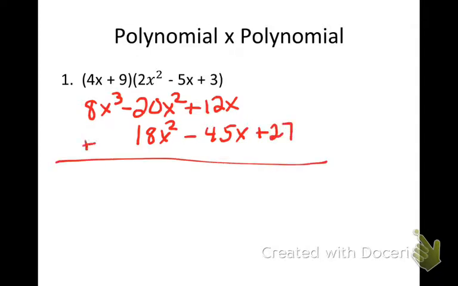So now I have my like terms grouped. I just add these together. 8x to the third minus 2x to the second. 12x minus 45 would be negative 33x plus 27. And that would be my answer.